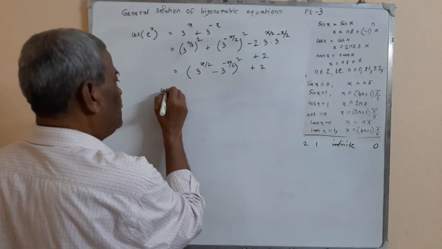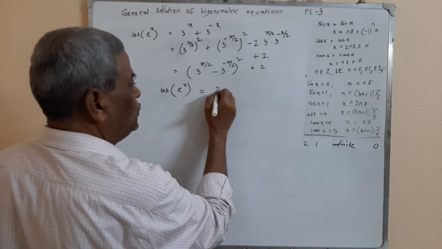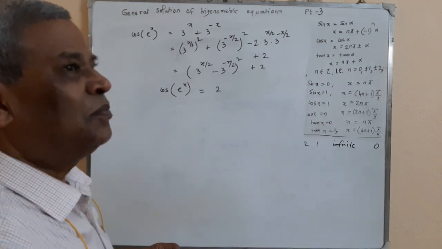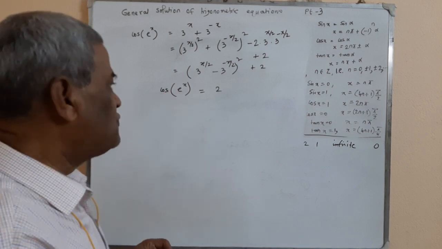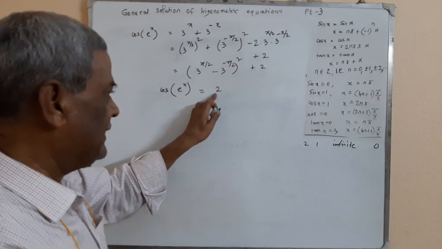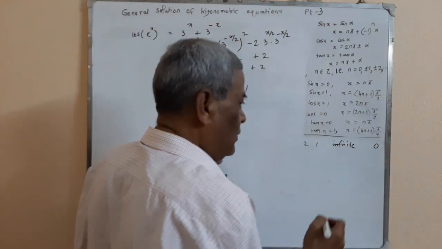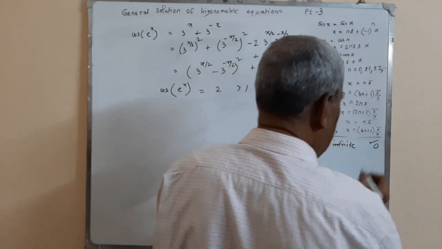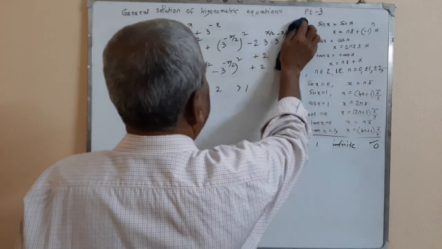So cos(e^x) is greater than or equal to 2, but it is a cos function. Its value must lie between minus 1 and plus 1. Since it is greater than 1, it has no solution. So the number of solutions is 0. Next.